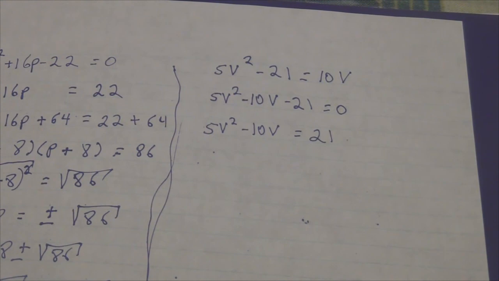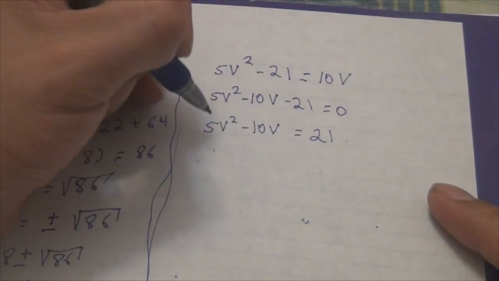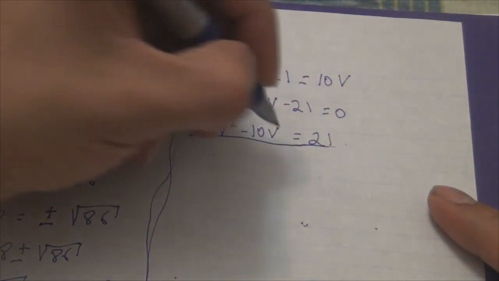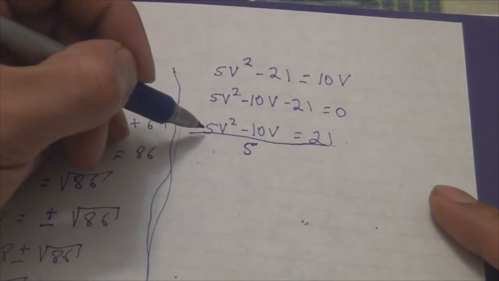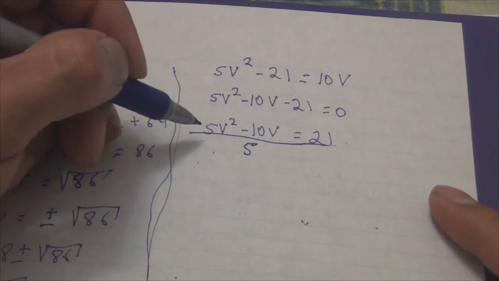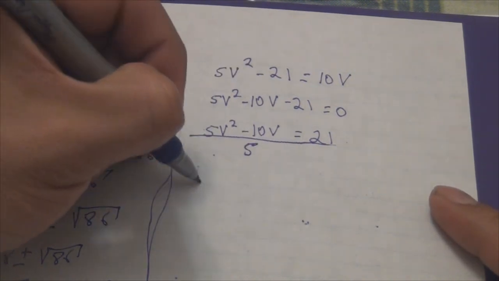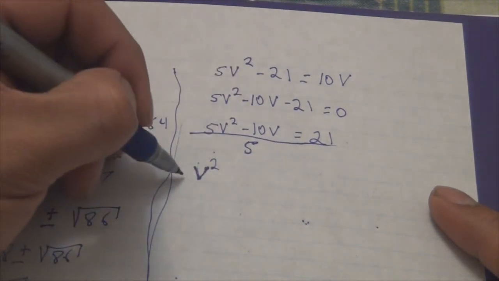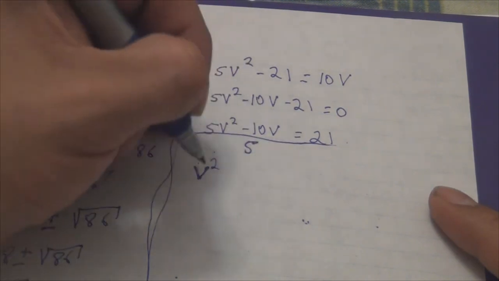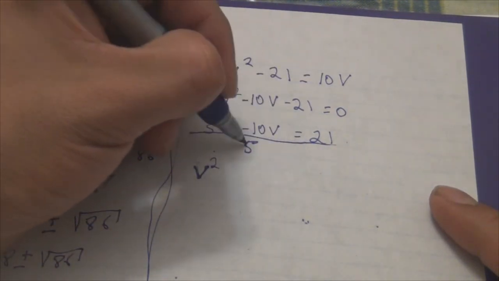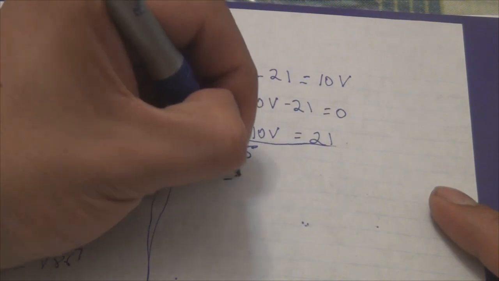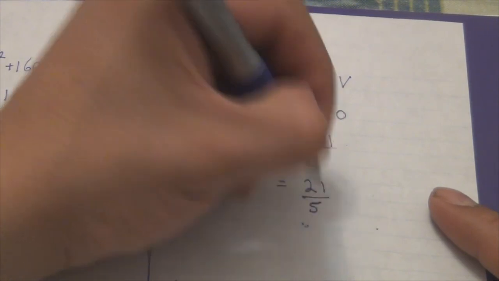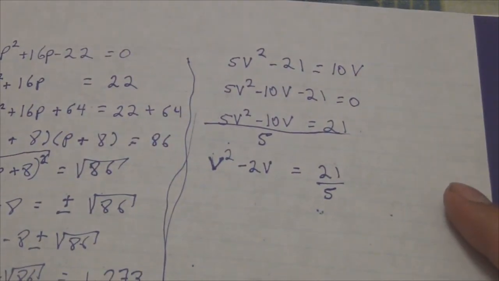Okay? Now divide by the coefficient of the square term. So I'm going to divide everything by 5 because now this one is not just a 1, it's a 5. Okay, so what happens? Well, this one turns into v squared. That's the idea, to make the square term coefficient 1. So v squared. Now negative 10v divided by 5 is negative 2v. And then you have 21 over 5. Not so nice, right? Doesn't matter.